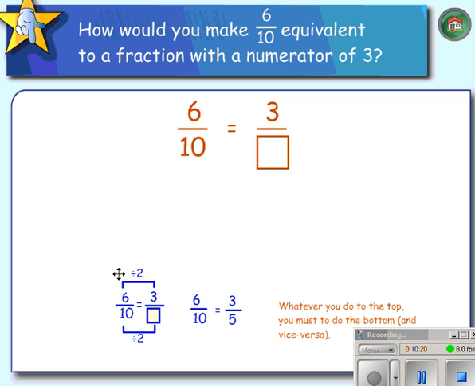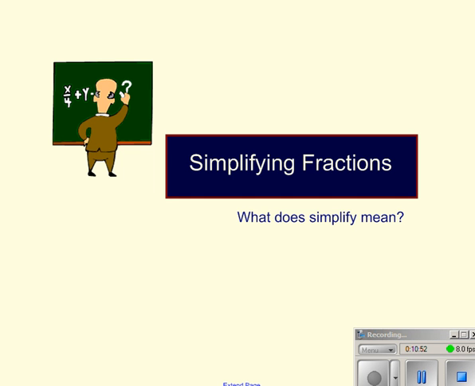What are the factors of 3? It's prime. None. 5? None. So do I have a greatest common factor between the two? No. They are both prime. They cannot be divided any smaller. You don't count 1, because if I divided the top and bottom by 1, I'd end up with the same number. Okay? All right.